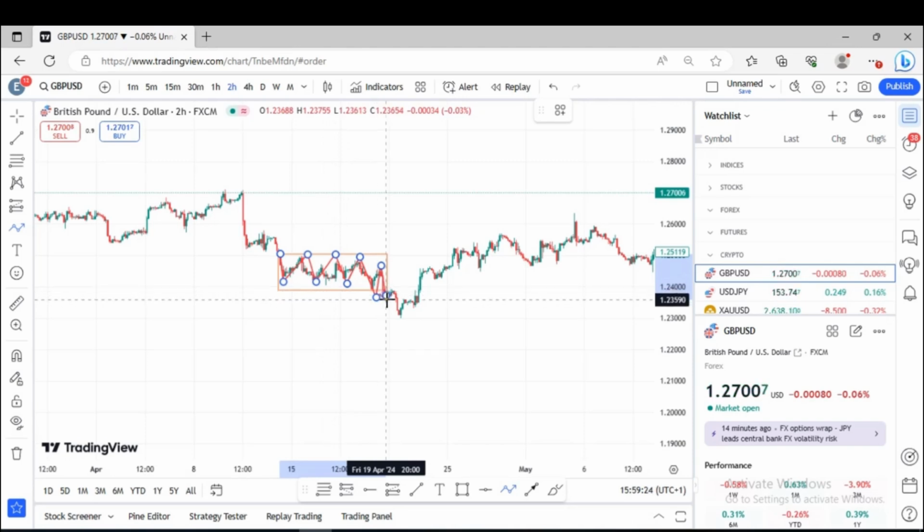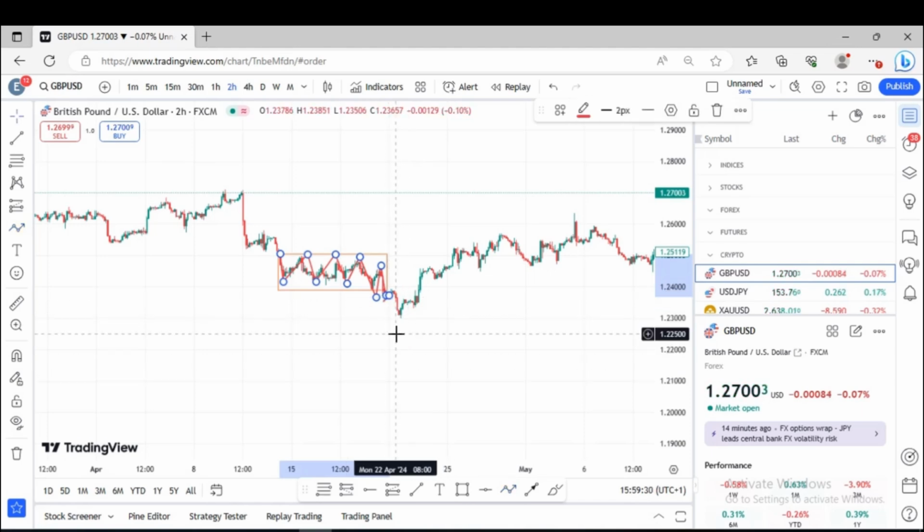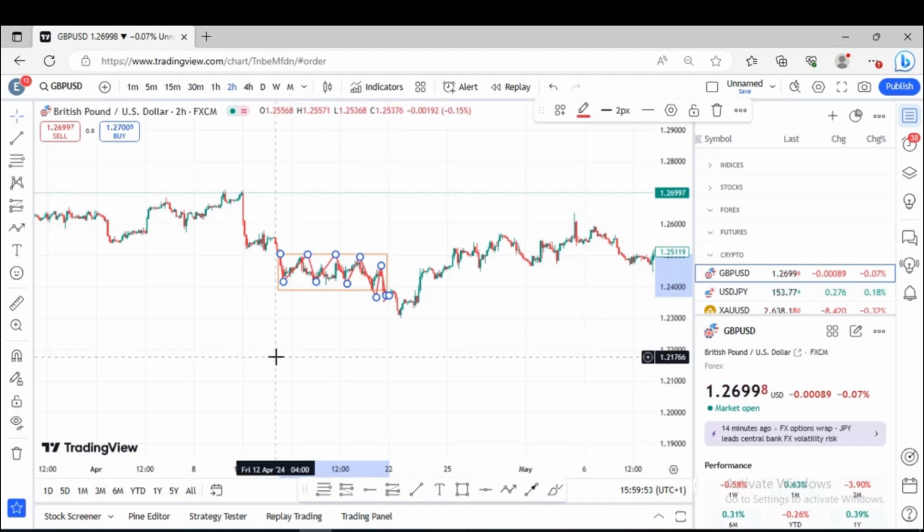So that's it for consolidation. Maybe some strategies do not work on consolidation. So if your strategy doesn't work with consolidation, you first have to identify it and not trade when there is consolidation in the market, or a ranging market. So that's it for now.